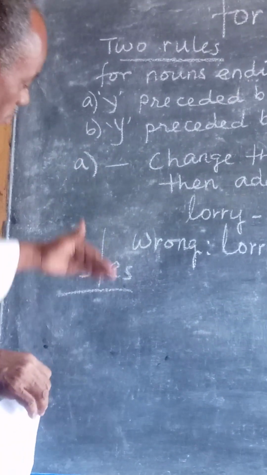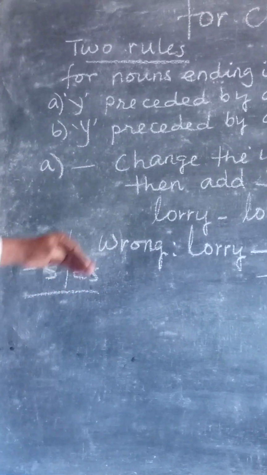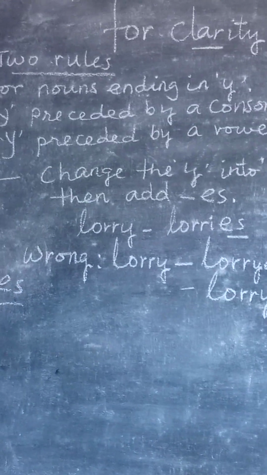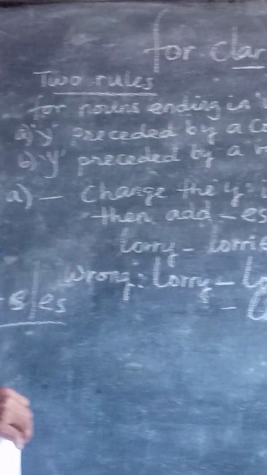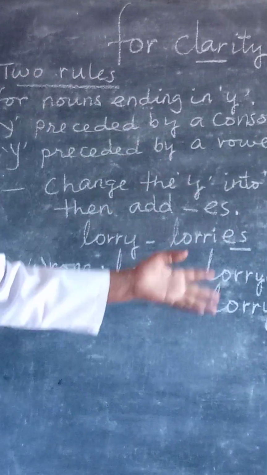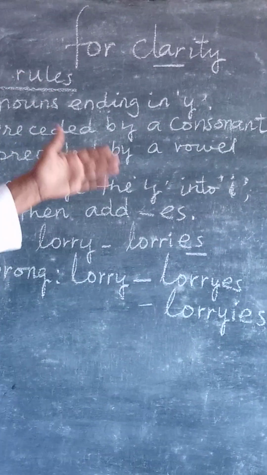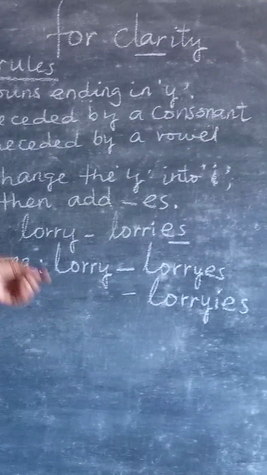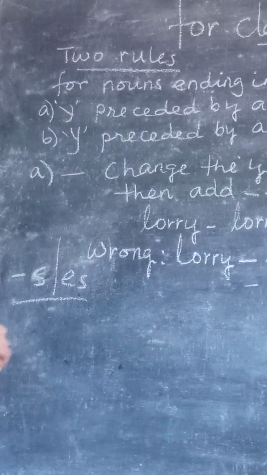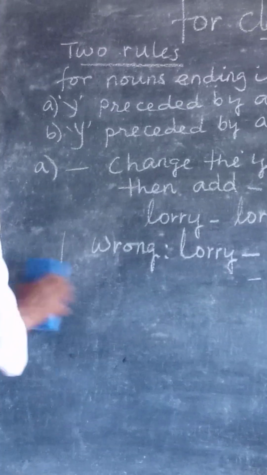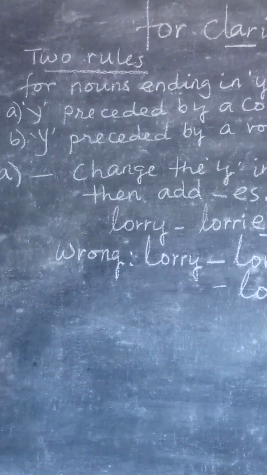So this is to avoid the ambiguity. Our today's lesson is to avoid the ambiguity, or to make clarity on the plural formation of this. It doesn't mean that Y preceded by a consonant just adds S, or that it forms the plural by adding ES alone. It is just changing the Y into I and then adding ES. So the general rule is adding S or ES, but this is the secret of this form.